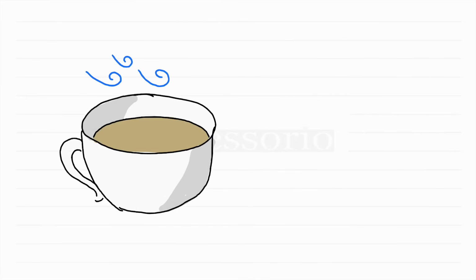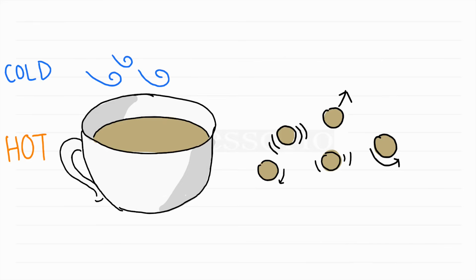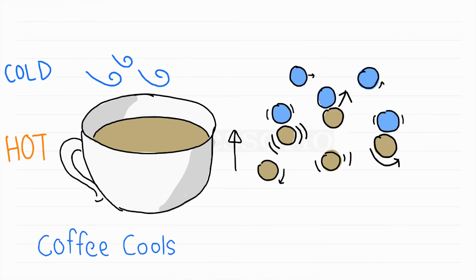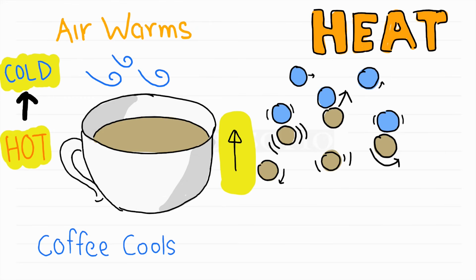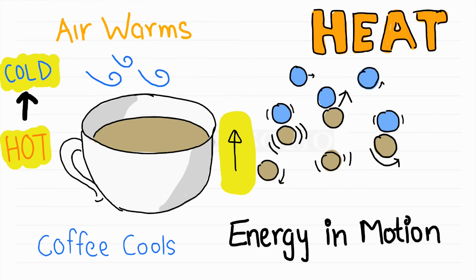When you blew on the coffee, the hot coffee comes in contact with your relatively cool air. The fast moving particles in the hot coffee pass some of their energy to the slower moving particles in the cooler air by literally colliding with them. As a result, the coffee cools down and the air around it warms up. That flow of energy from a hot object to a cooler one is what we call heat. Heat is not something an object has, it's energy in motion.